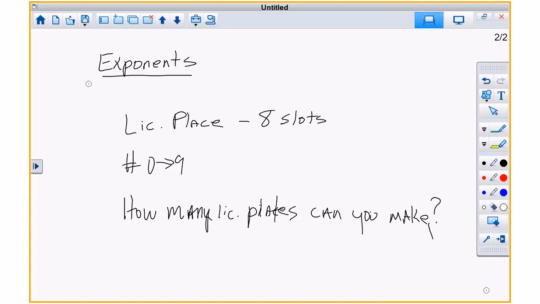10. 0 to 9 is 10. Now you need to make that distinction because you have to count 0. 10 digits. So, therefore, this problem would be 10 to the 8th power.